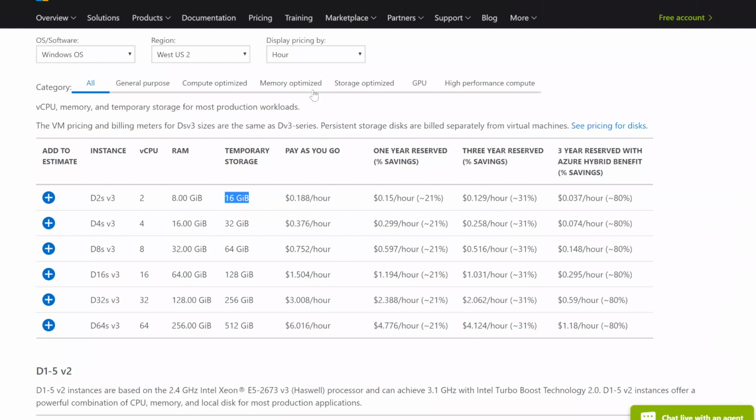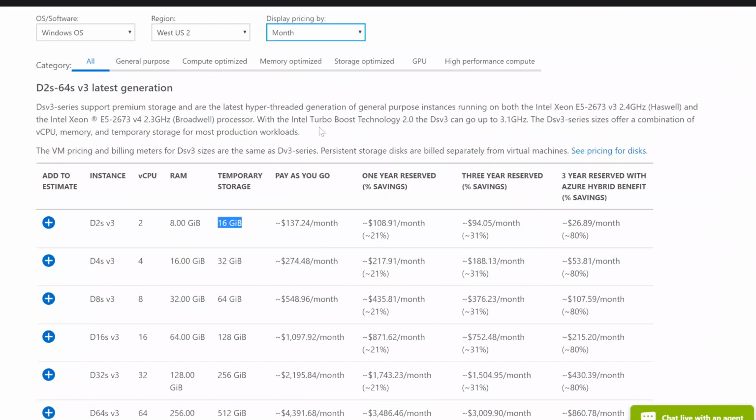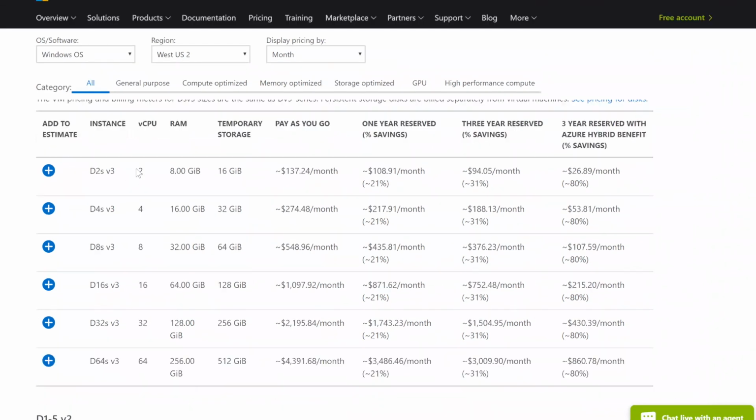The other thing you'll notice is I'm going to switch this pricing from hour to month just to make the point. So here's what you'll notice: the cost is roughly proportional to the number of CPUs.